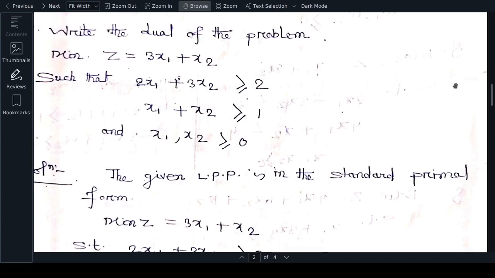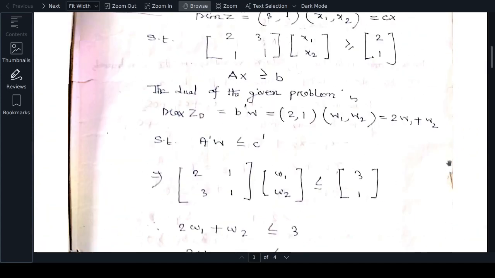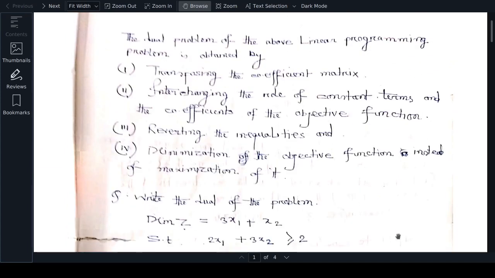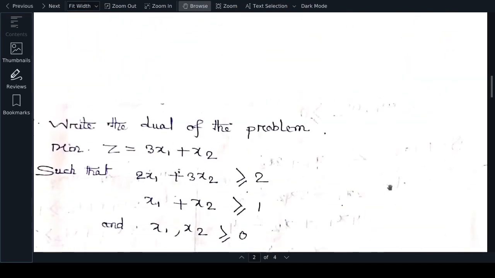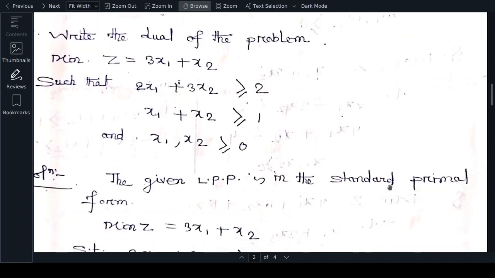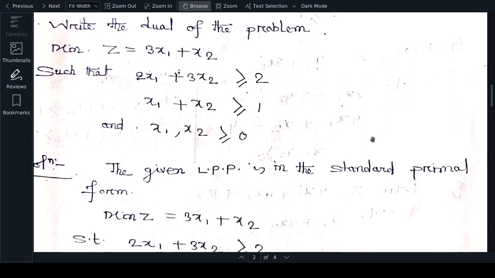So first, what do we check? Anybody, Roshni? Whether it is in standard form or not. The given problem is called the primal problem. So first you check whether the primal problem is in standard form or not. Okay, so how to check standard form?